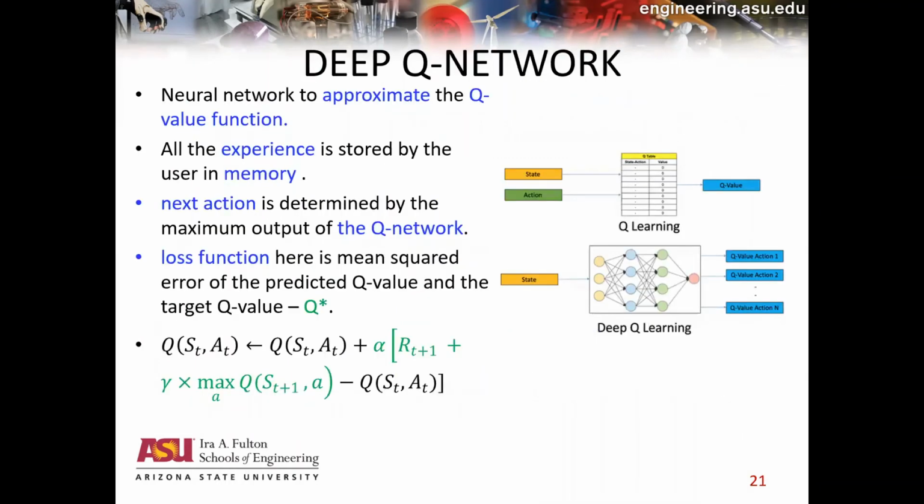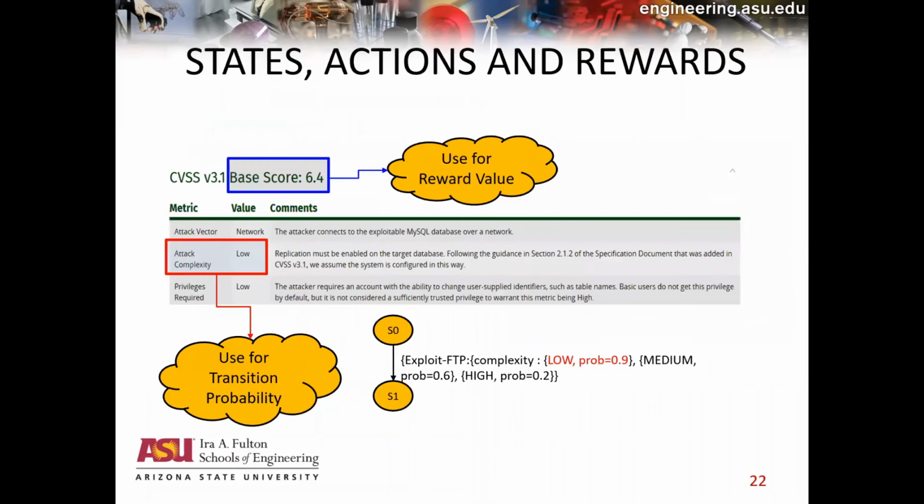So in the deep Q network, which we use in this work, we use a neural network to approximate the Q value function, and the experience that we have of interacting with the environment, we use that to come up with the heuristic Q value. And we use a loss function to derive the policy. So we calculate the mean squared error of the current Q value and the optimal Q value. And in this way, we use the deep Q network to find out the optimal policy.